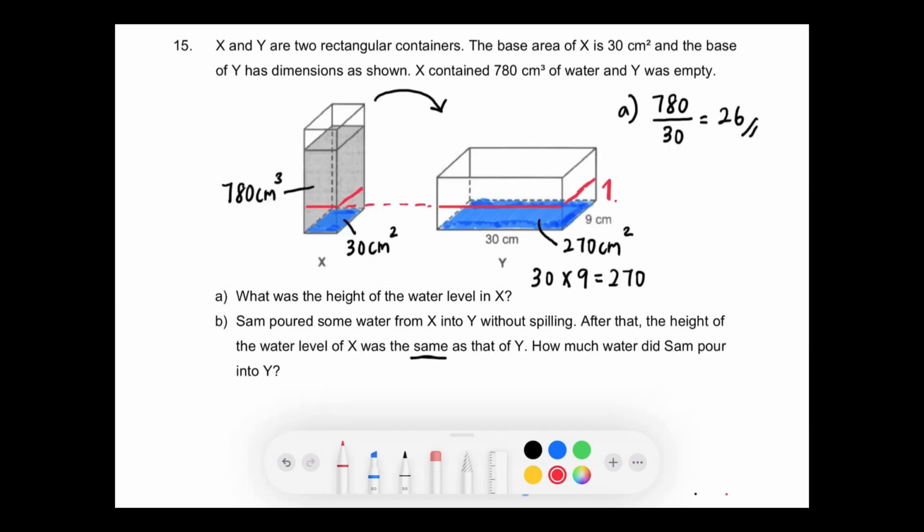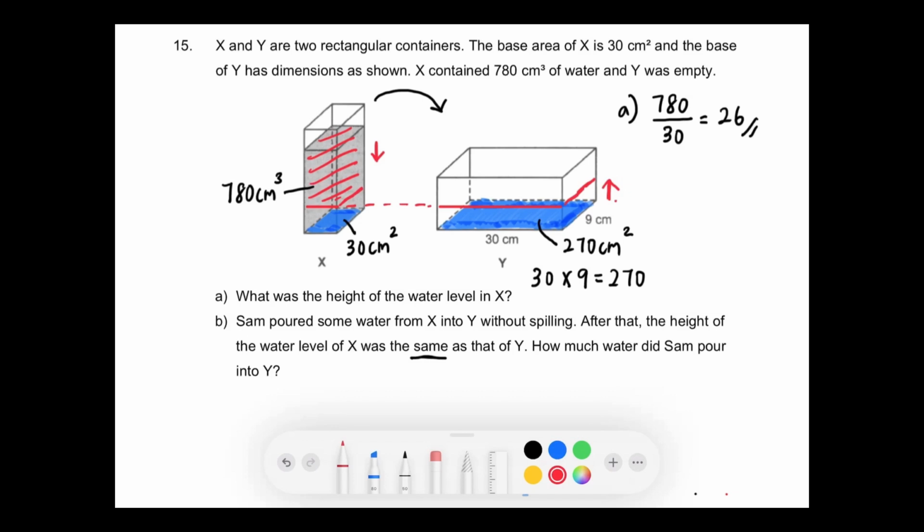So the height of the water in Y increases, the height of the water level in X decreases, and I'm going to shade away the volume of water that was transferred away. Now take note that even though the height of the water level in both the containers are the same, the amount of water, the volume of water may not necessarily be the same. And in this case, they are not the same. The volume of water are not the same because container Y has a larger base area.